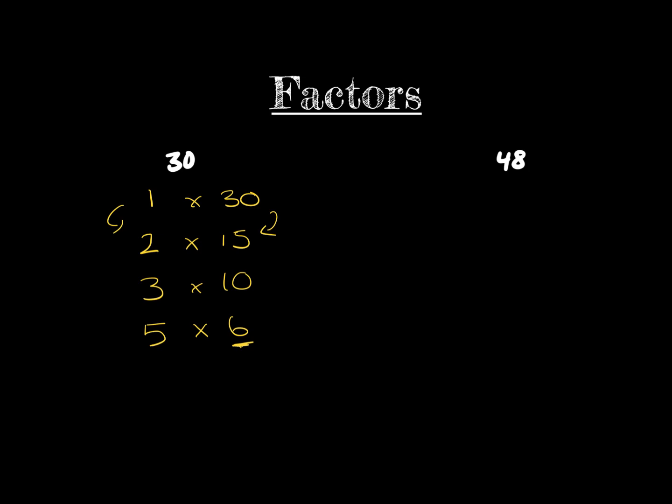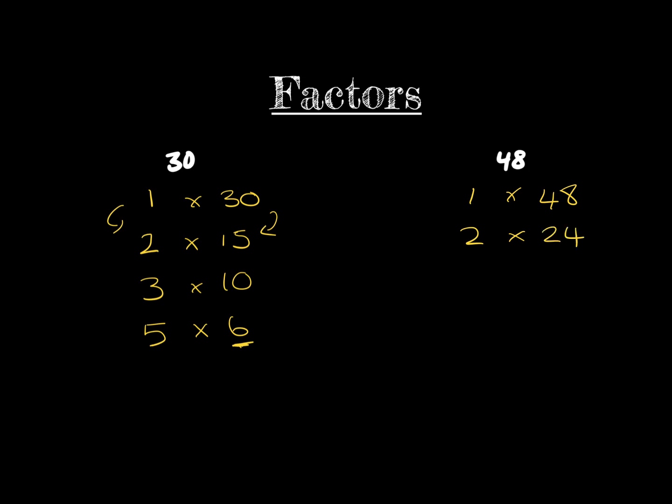Let's take another example here. We've got 48. So always start with 1, 1 times the number itself. So 1 times 48. So there's our first two factors. Then we move on from 1 to 2. So 2 times what would make 48? Well, 2 times 24 would be 48.